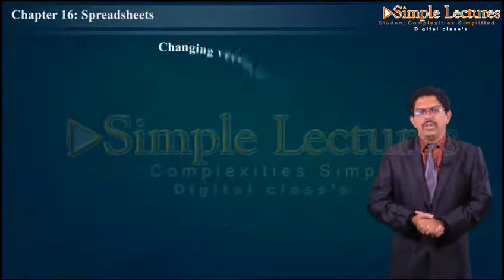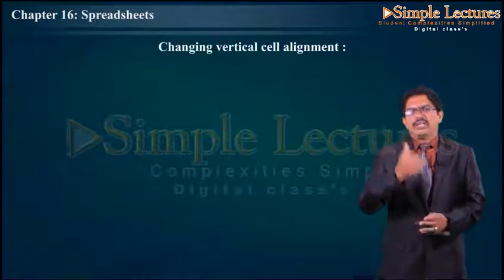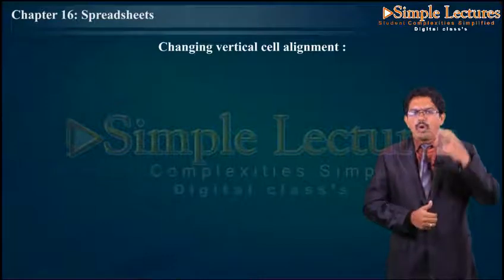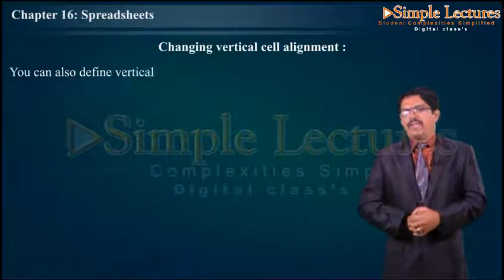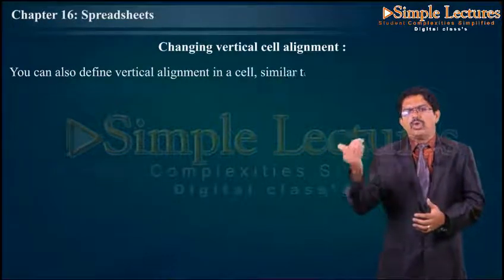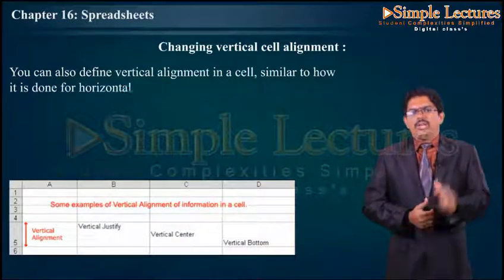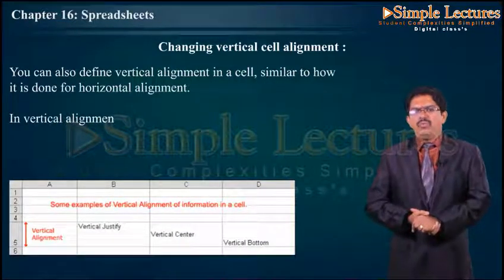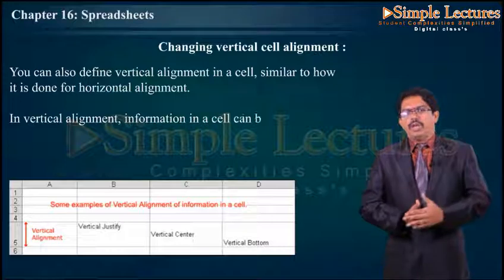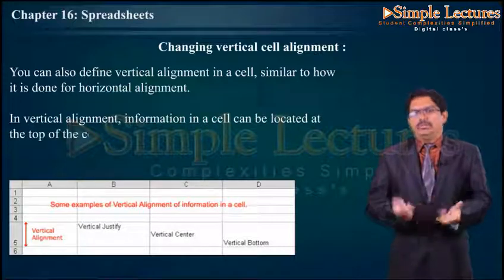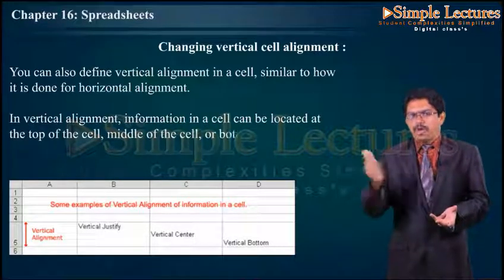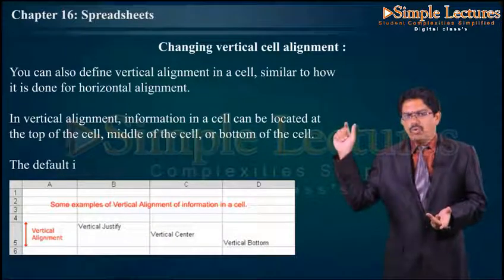Now, let us move to changing a vertical cell alignment. You can also define vertical alignment similar to horizontal alignment. In vertical alignment, information can be located at the top of a cell, middle of a cell, or bottom of a cell. The default is bottom.